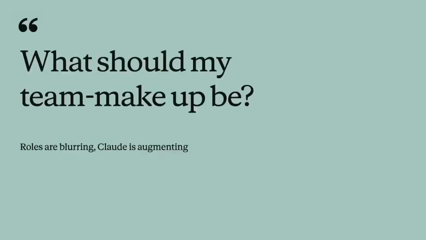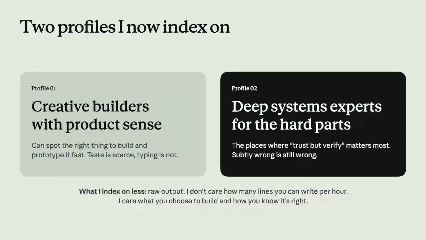Which leads me to, what should my team makeup be? Because roles are blurring, Claude is augmenting. I'll share with you on Claude Code, there are two profiles for engineers that I've really heavily indexed on. One is creative builders with product sense. Usually you'll see these are the dreamers. There'll be a big sense of curiosity. You're really passionate about, oh, here's a problem, maybe I could ship a product that solves that problem. But then there'll be a lot of iteration to make sure you're delivering a delightful experience. The other one is deep systems expertise. When I first joined the Claude Code team, I noticed we were pretty good with product generalists and creative folks, but we were missing folks with distributed systems expertise.